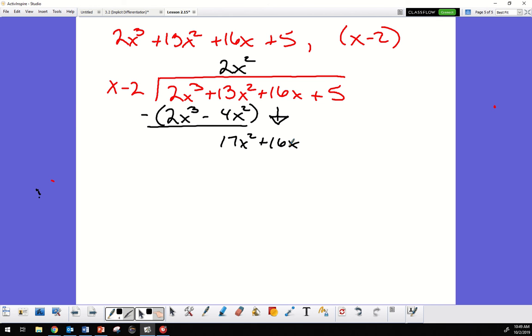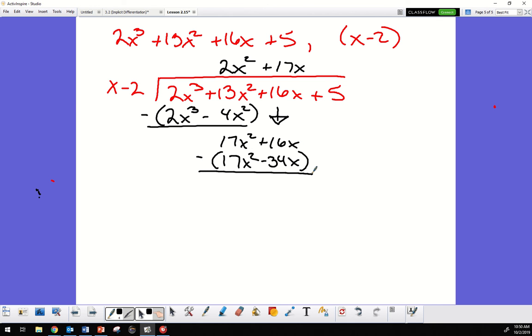So what am I going to multiply by? 17x. Very good. So positive 17x. So that's going to give me 17x squared. And it's going to give me a minus 34x.